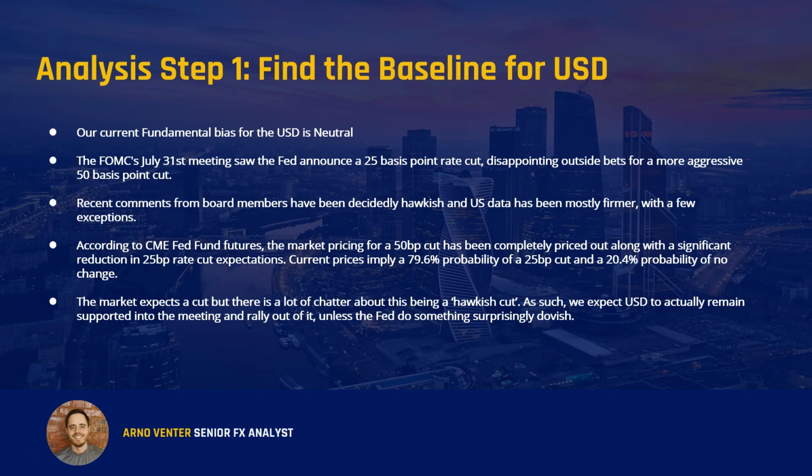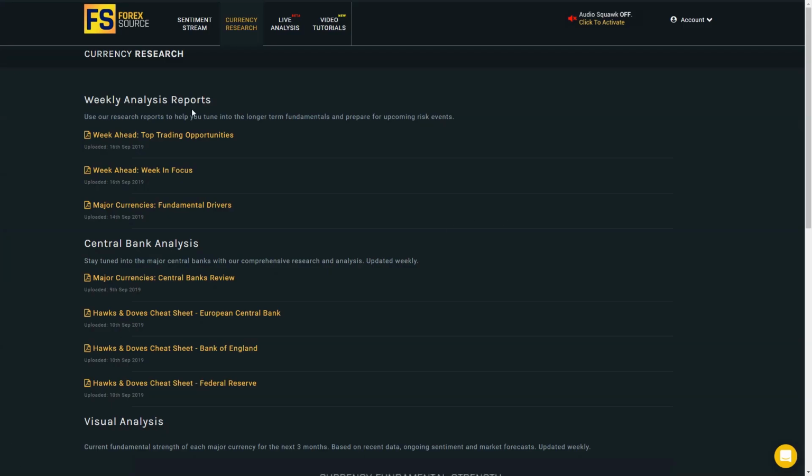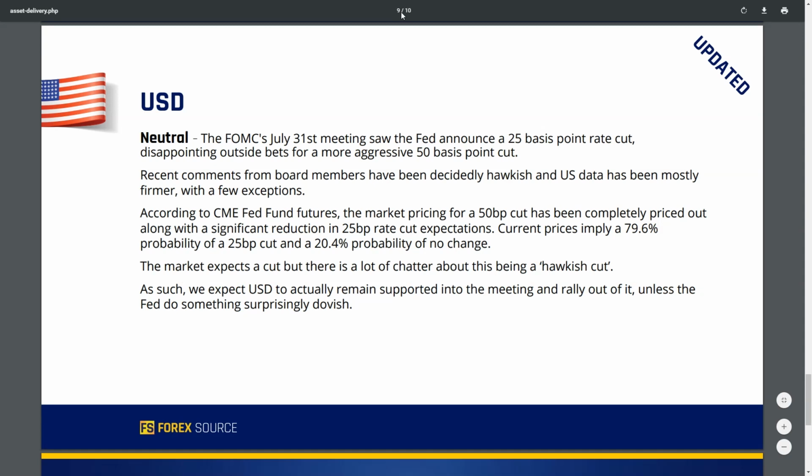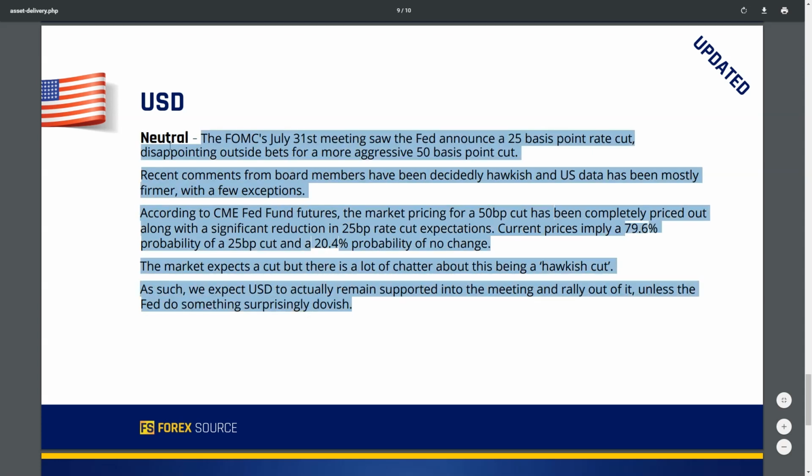Now, just to quickly show you guys that example again, how we got to this information. Within the Forex source terminal, we have the currency research tab. Within that, we have various research reports, and the one we're going to be looking at is the major currencies fundamental drivers report. If we just quickly open that up, this is basically a rundown of our fundamental bias for each of the major currencies, as well as the reasons behind that bias. So if we just quickly jump to the US dollar, we can see that our current fundamental bias for the US dollar is neutral, and the following information explains why we have that neutral stance.